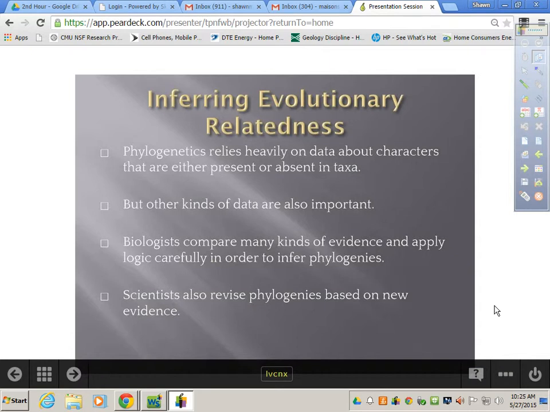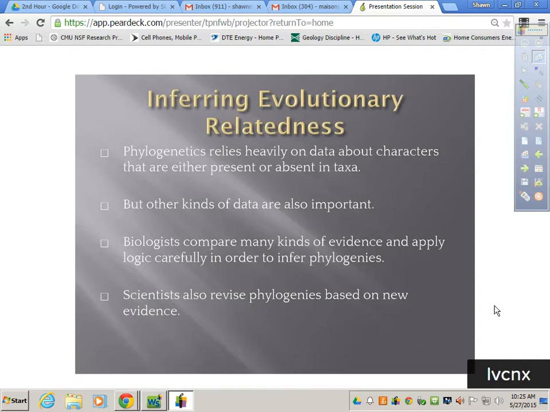So phylogenetics rely heavily on data about characters that are either present or absent in taxa. If you cannot see the characteristics or define them, or if it's a fossil, sometimes that's a problem. But other kinds of data are also important. We compare many kinds of evidence and apply logic carefully when we infer phylogenies, meaning when we determine what that species or family or class is. So scientists also revise phylogenies based on new evidence.